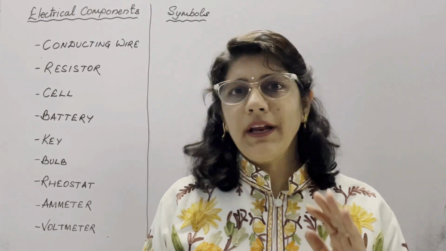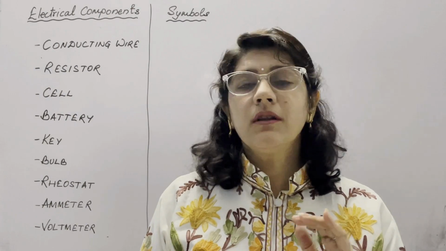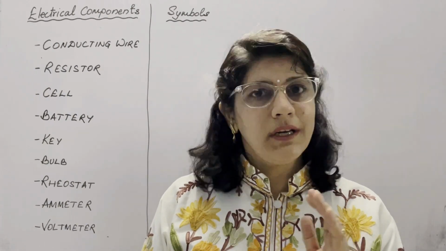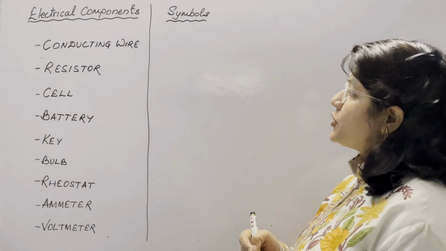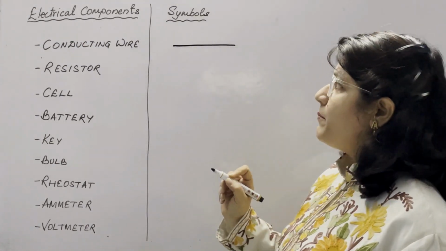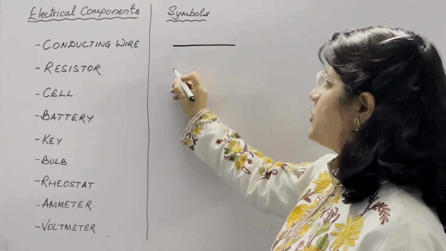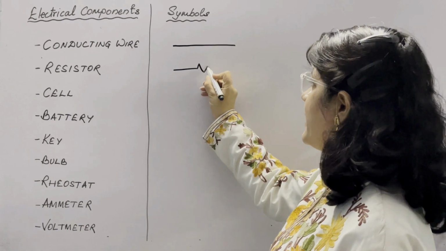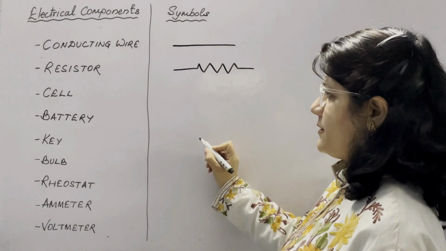The path along which current flows is known as electric circuit. Electric circuit has different electrical components connected to a current source. So let us learn a few electric components along with their symbols. First of all, conducting wire, shown by a straight line, made up of copper. Next is resistor, shown by a zigzag line. It is the obstruction offered to the flow of current.